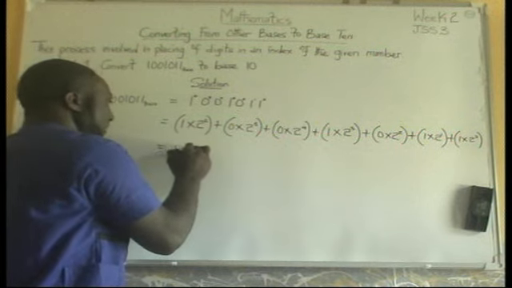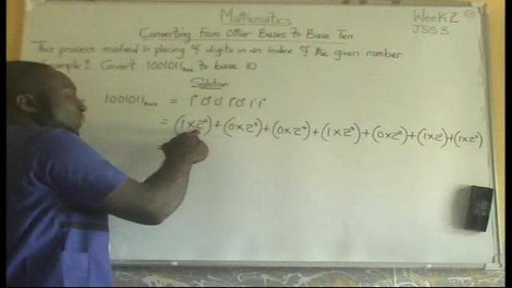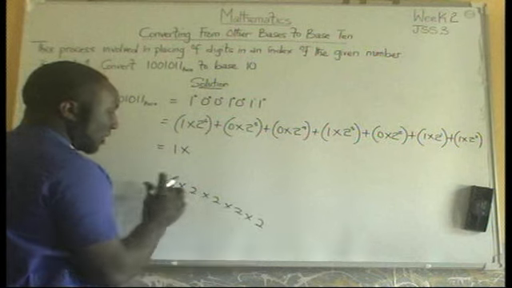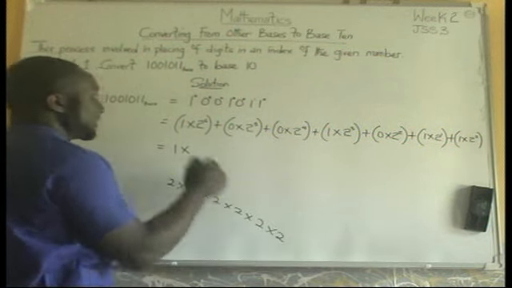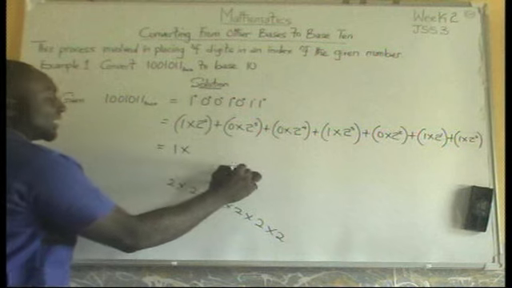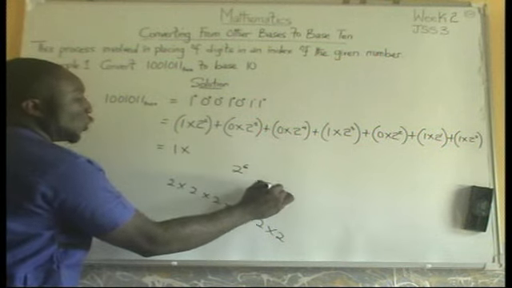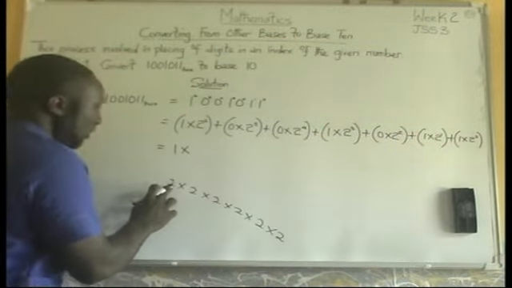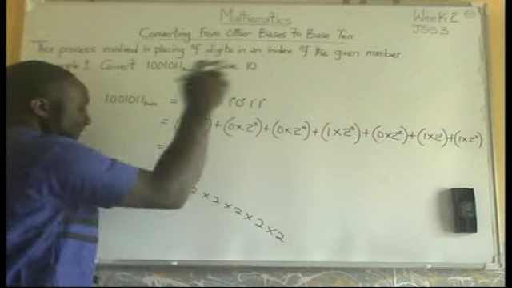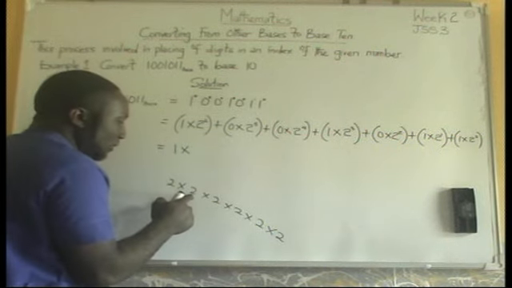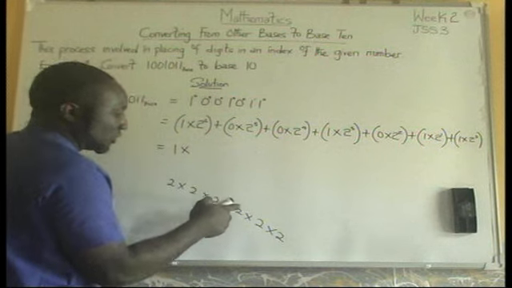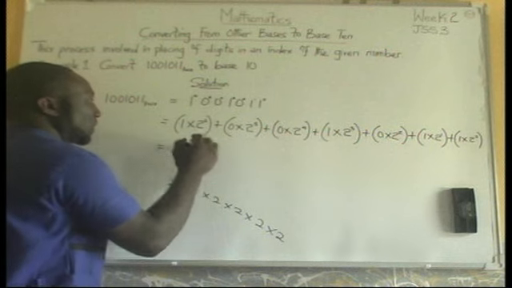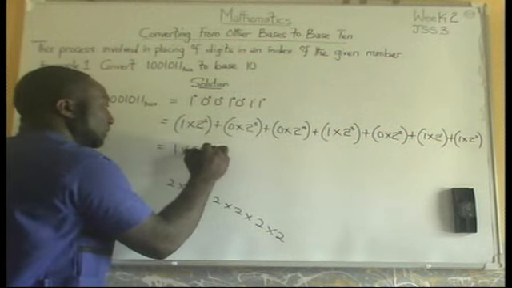1 times 2 raised to the power of 6 means 2 times 2 times 2 times 2 times 2 times 2: 1, 2, 3, 4, 5, 6. Please, some students used to say 2 raised to the power of 2 is 12. No, it's not. That is not correct. So what you do is multiply 2 into 6 places. 2 times 2, 4 times 2, 8 times 2, 16 times 2, 32 times 2, 64. So 2 raised to the power of 6 is 64.